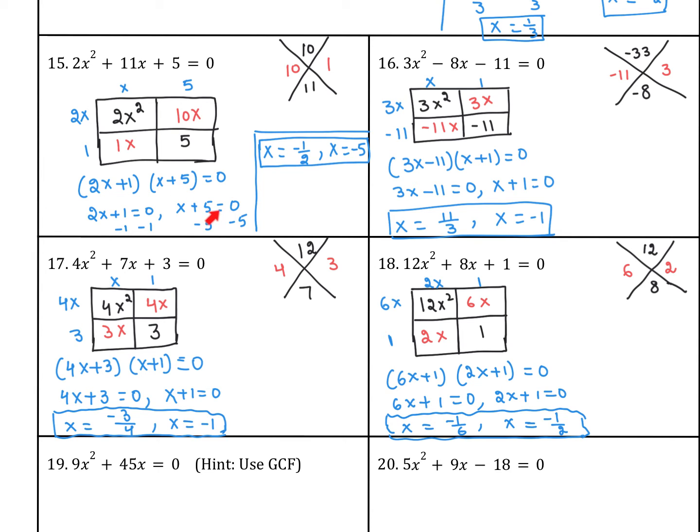Put them equal to 0, one by one, and solve using opposite operations. You get x equals negative 1 over 2, and x equals negative 5.